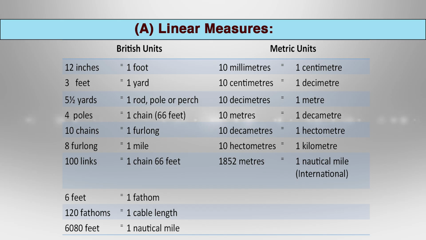So, generally we use these units and also their conversions, like 10 millimeter is equal to 1 centimeter, 10 centimeter is equal to 1 decimeter, 10 decimeter is equal to 1 meter, 10 meter is equal to 1 decameter, 10 decameter is equal to 1 hectometer, 10 hectometer is equal to 1 kilometer, 1852 meters is equal to 1 nautical mile international.